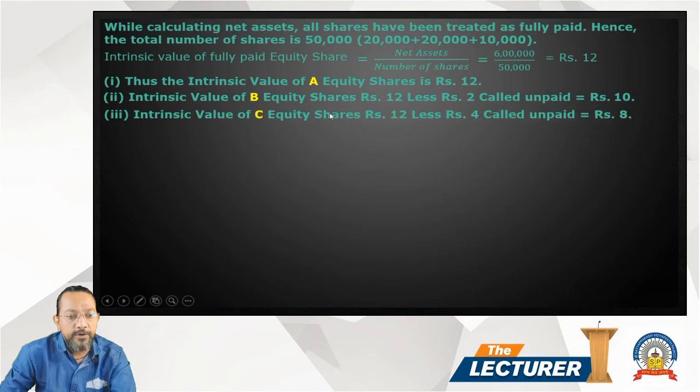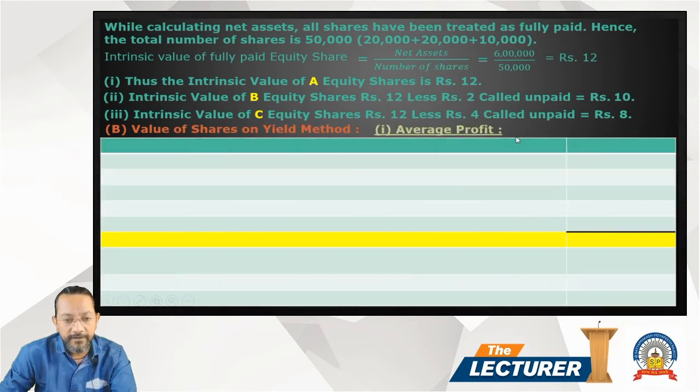And intrinsic value of C is 12 less 4 called unpaid, which is 8. So the intrinsic value of share A is 12, B is 10 and C is 8. Now value of shares on yield method. Average profit.